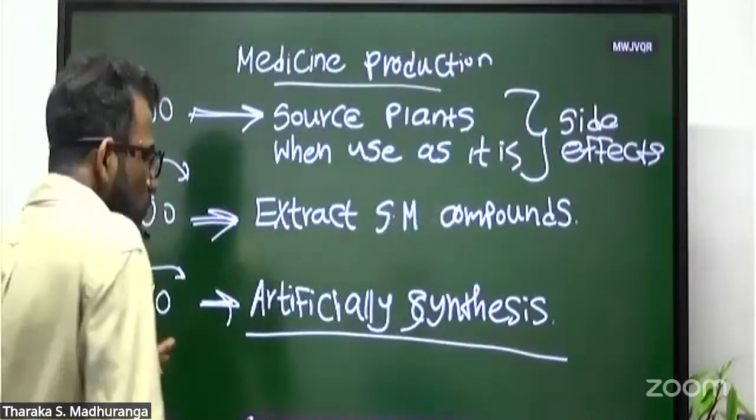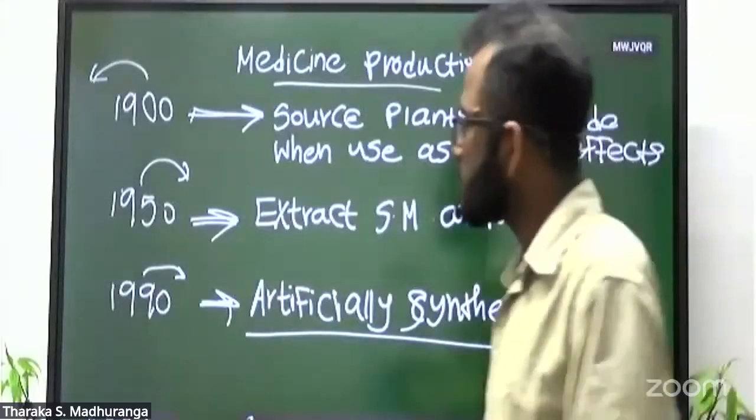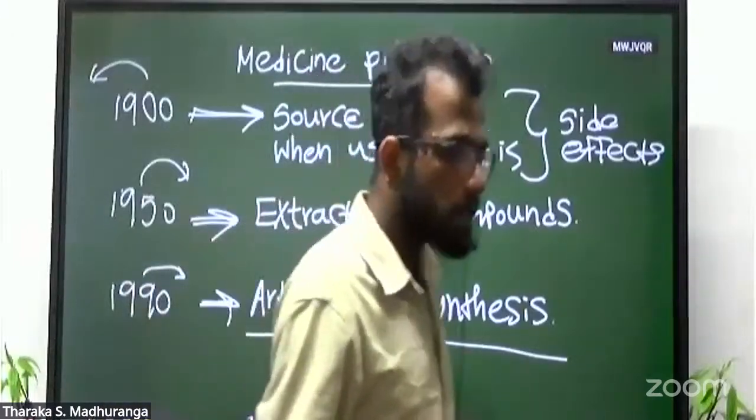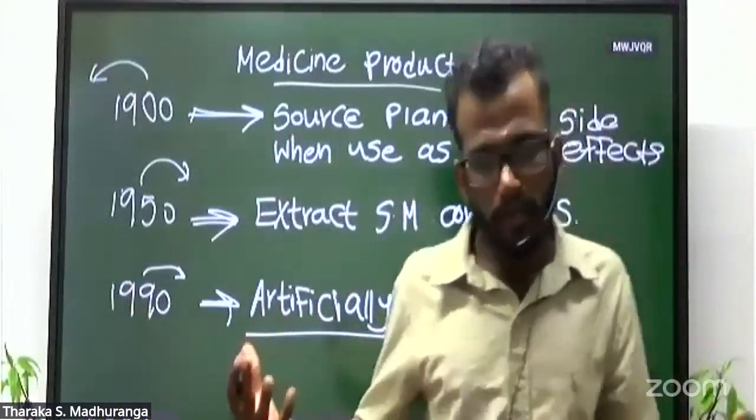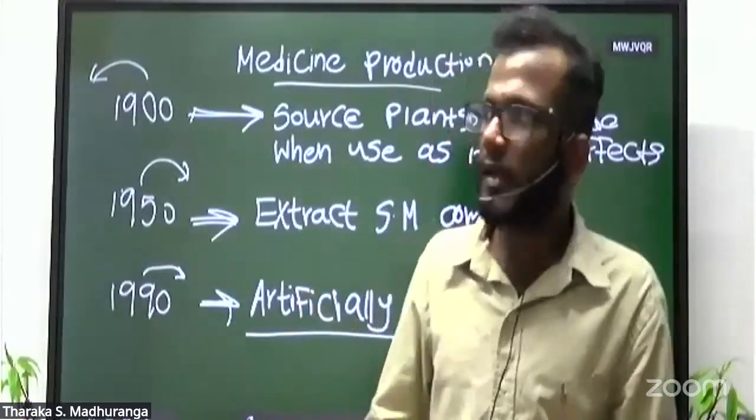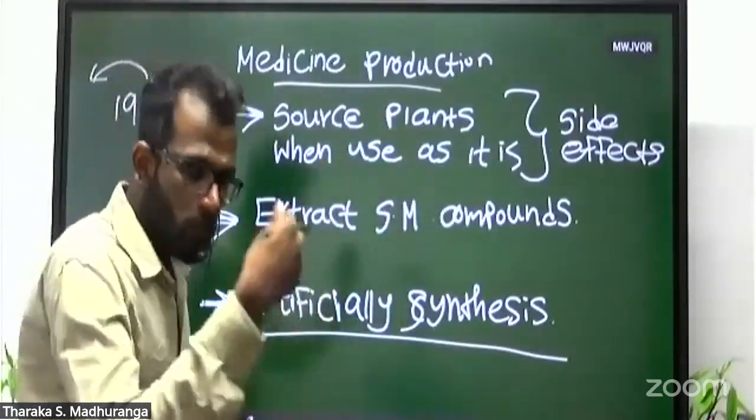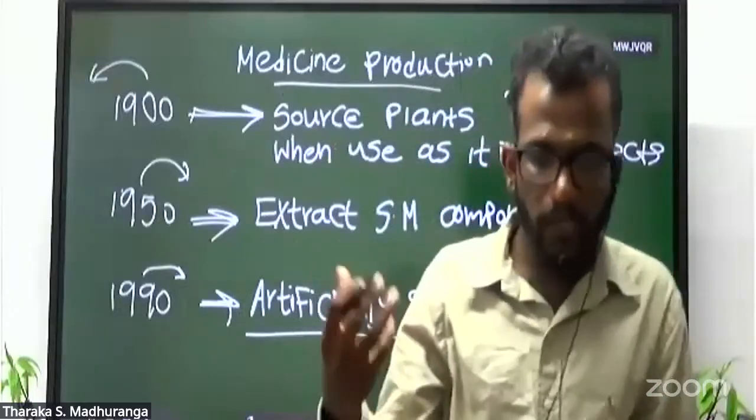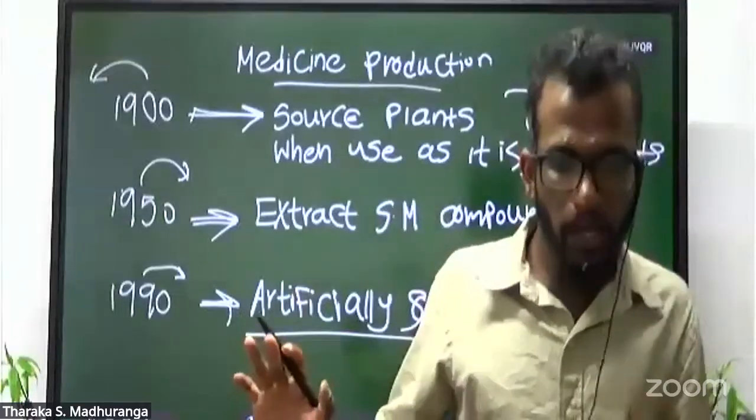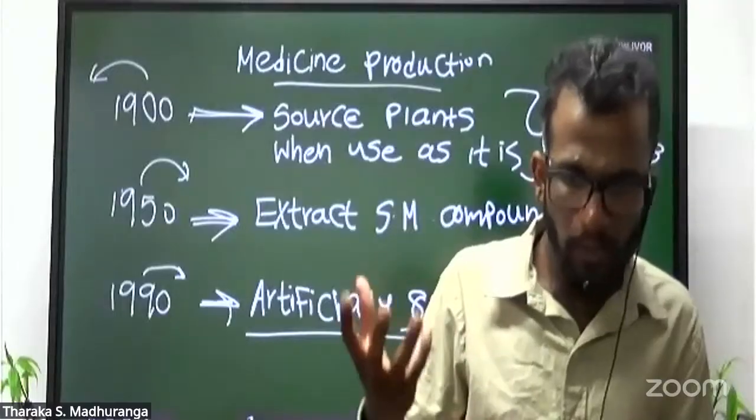Now, this lesson is not only about medicine production. If I consider perfume production and all other cosmetic production, the method is the same. In ancient times they used plant material as it is, then tried to extract secondary metabolites from it and use them. Nowadays in perfume and other production they use artificially synthesized compounds.